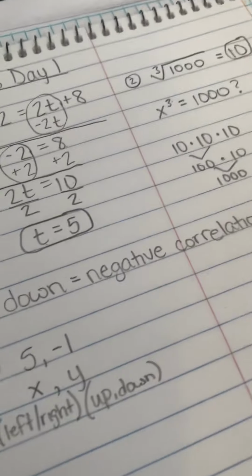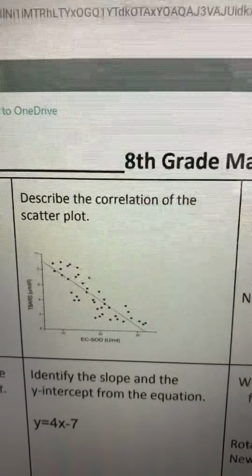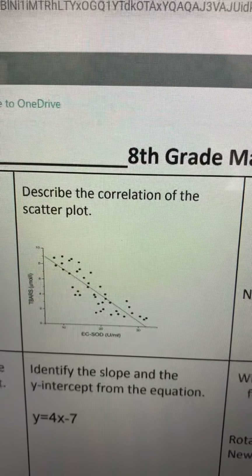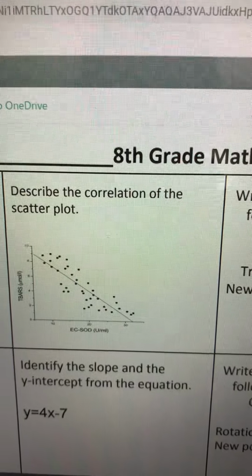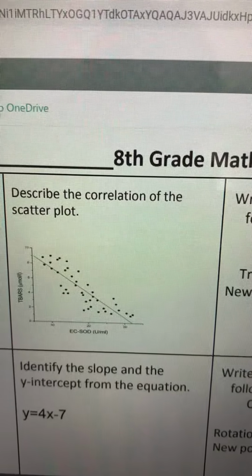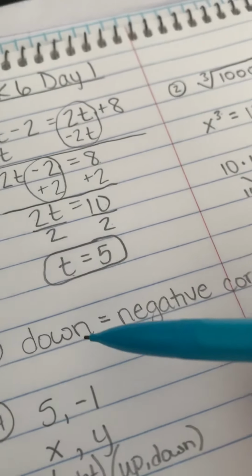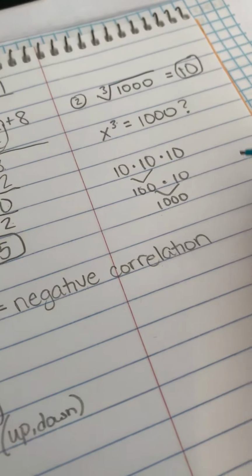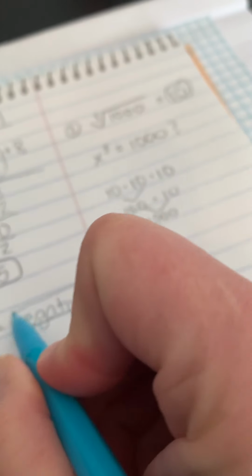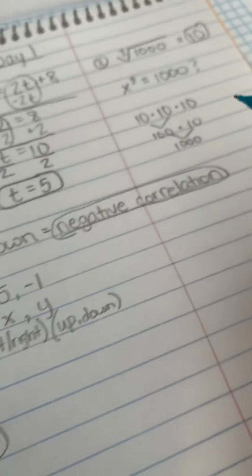And number 3 says, describe the correlation of this scatter plot. When you read a scatter plot from left to right, just like you read a book from left to right, it is going downhill. So a downhill scatter plot gives you a negative correlation. So the answer here for number 3 is negative correlation.